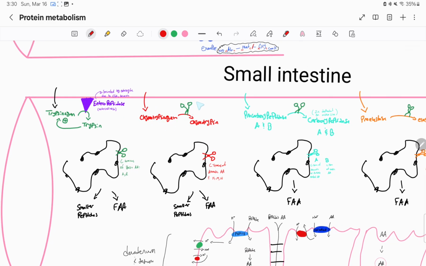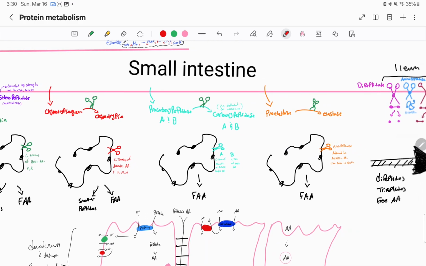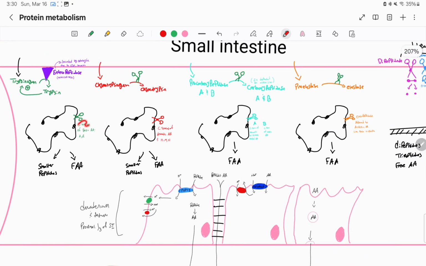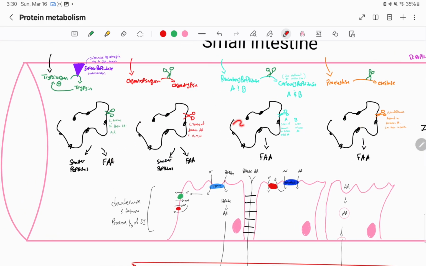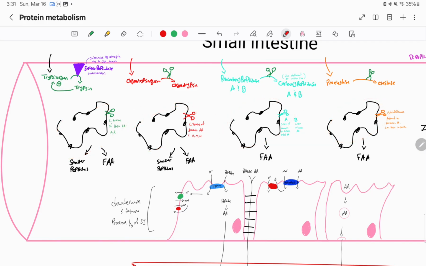What about the other ones? Well, the other ones will be acted on by this green enzyme. What's this green enzyme? It's trypsin, okay? Trypsin will cleave the chymotrypsinogen and turn it into chymotrypsin. Trypsin will also act on the procarboxypeptidase A and B and turn them into carboxypeptidase A and B. And of course, the proelastase, trypsin will turn it into elastase, okay? So that's pretty cool. Now, where do all of these guys act on these little proteins? Well, great question.